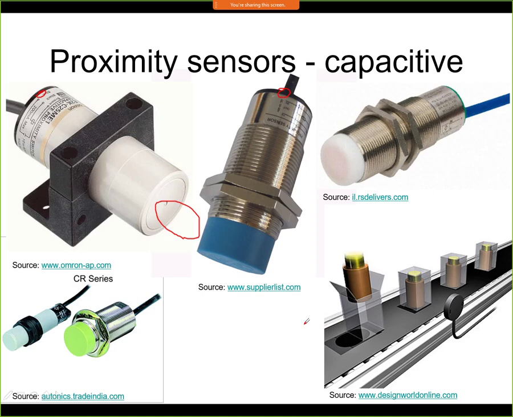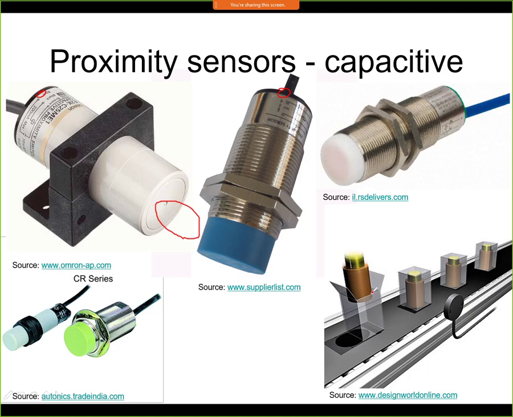On the right hand side, in the bottom corner, you can see one example application. This is a packaging line, and let's say we want to pack the products, we want to count the products that are running on the conveyor belt so that we can pack them properly in a box. So here you can see the sensor. In this case it is a capacitive sensor.